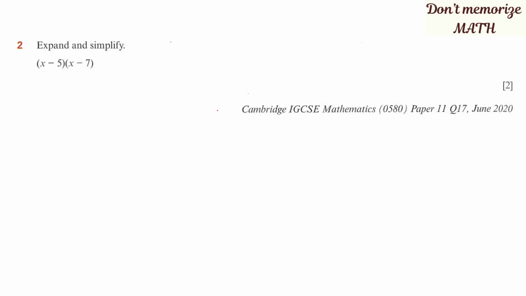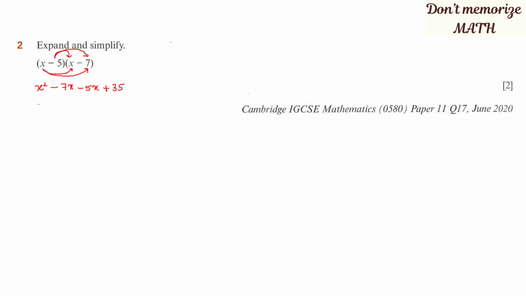Question number 2. Expand and simplify x minus 5 times x minus 7. So from the first bracket, each term we have to multiply to the second bracket. That means this x we will multiply to x. X times x is x square. Then x we will multiply to minus 7. So it will become minus 7x. Then minus 5 we will multiply to x. So you will get minus 5x. Then minus 5 we will multiply to minus 7. So you will get plus 35.